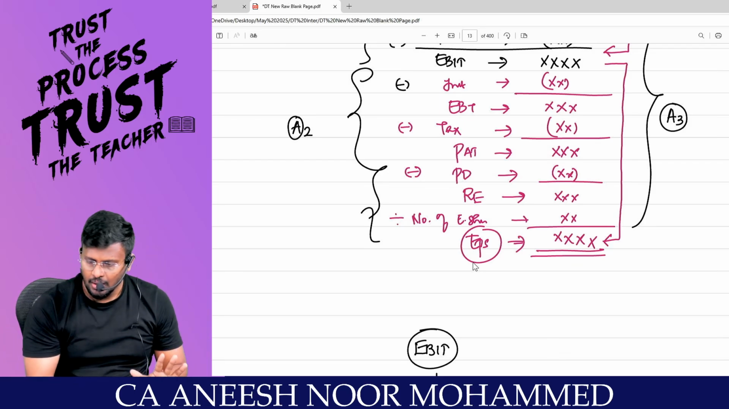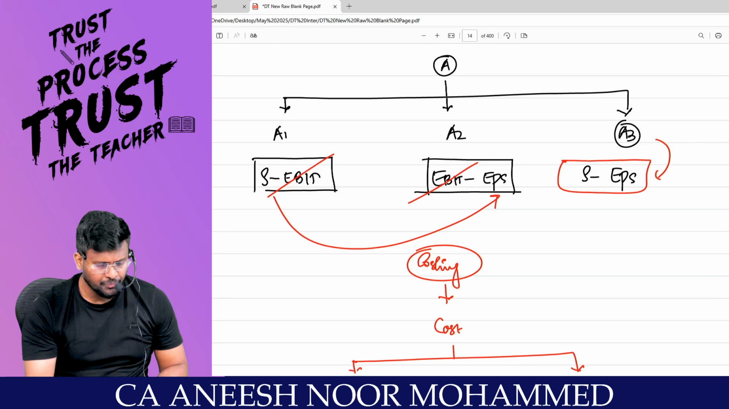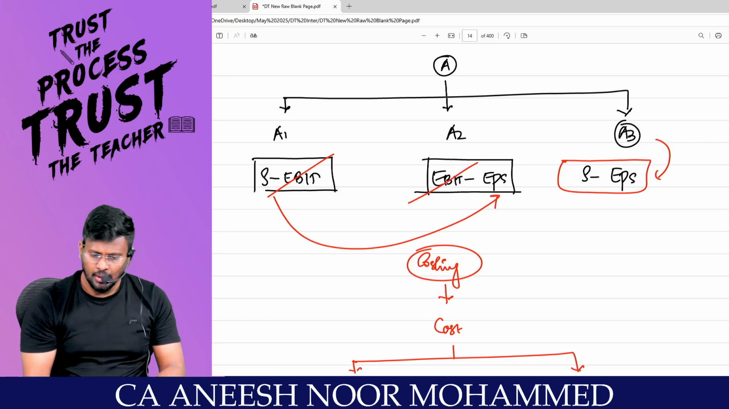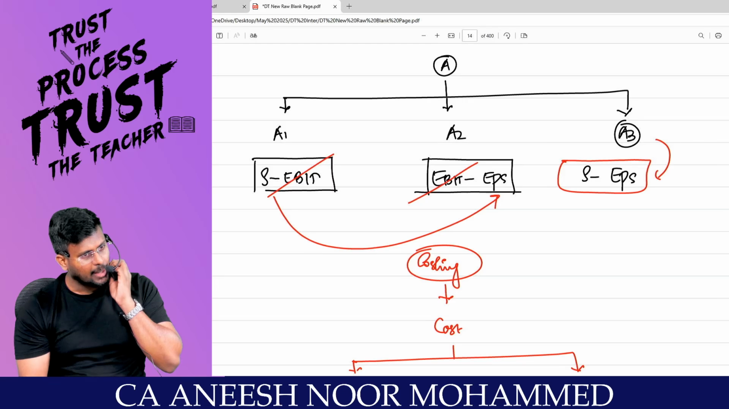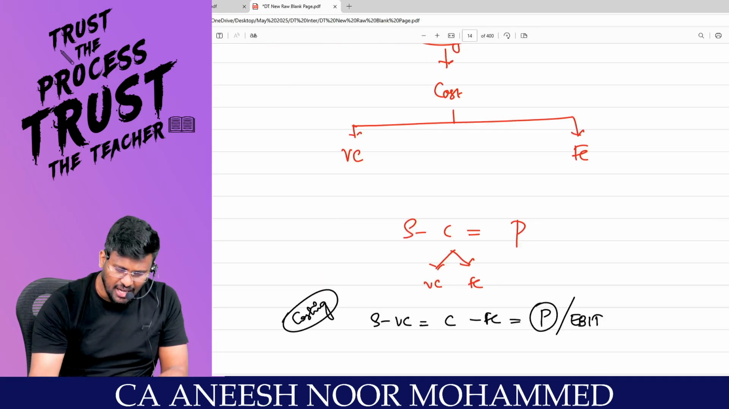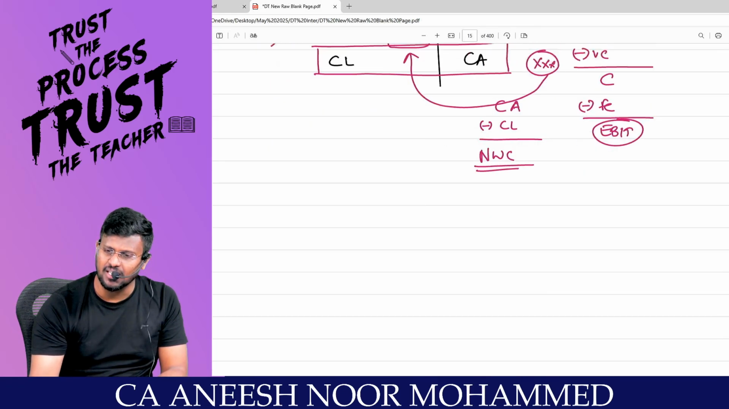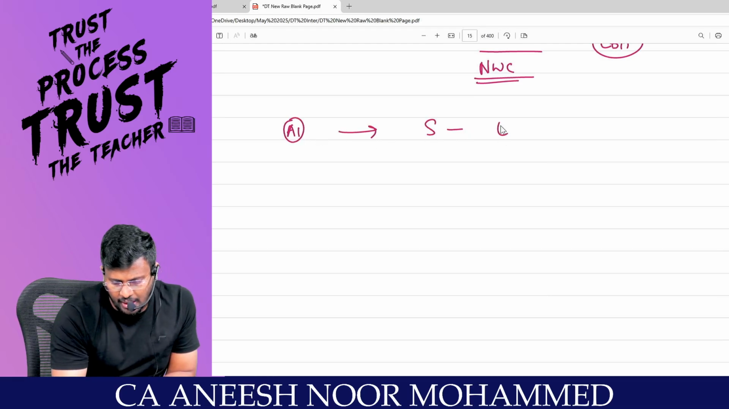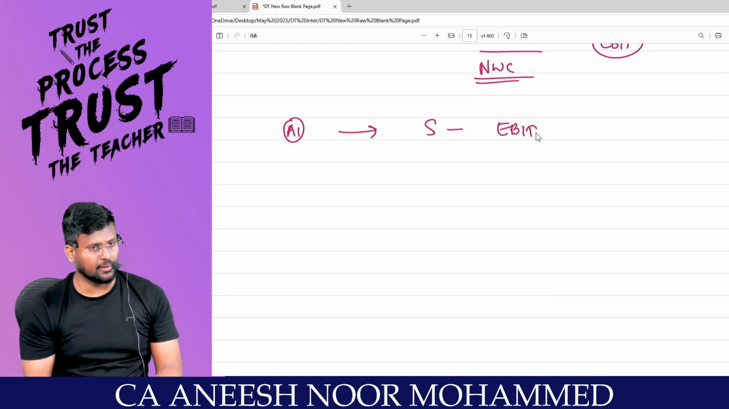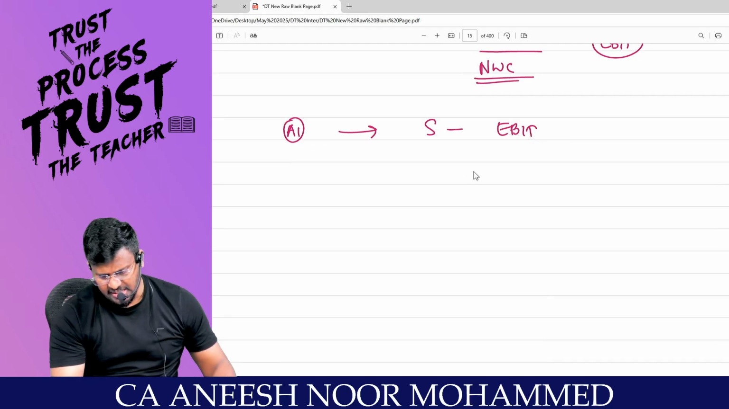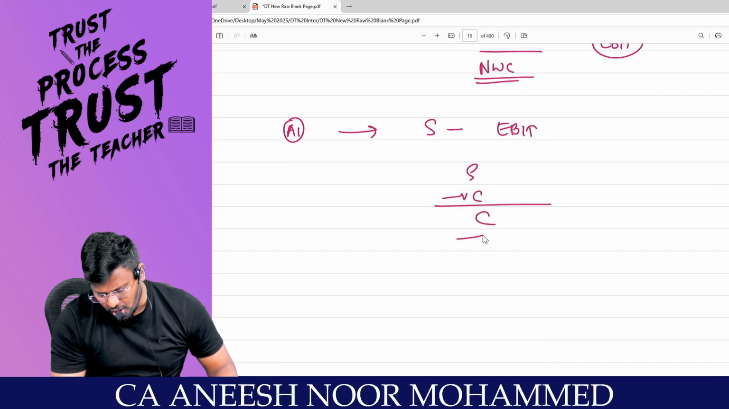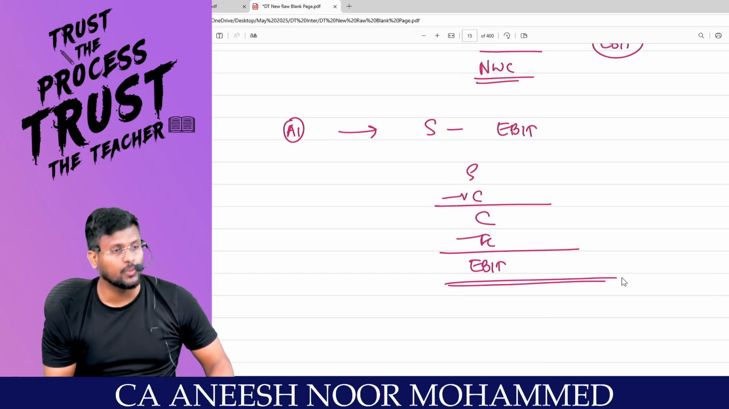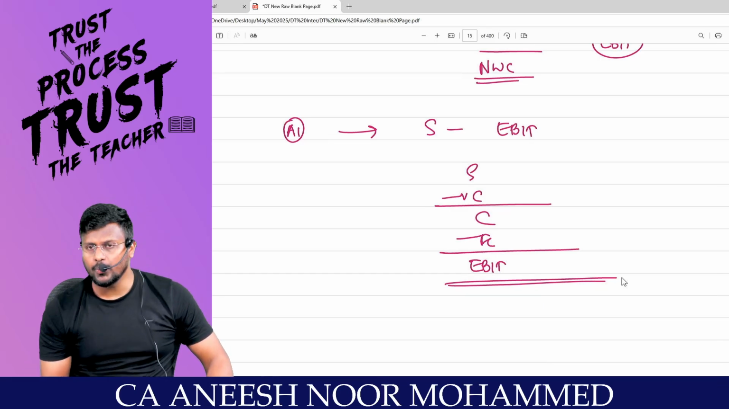Sir, how many analyses are we going to make? Number 1, sales to EBIT. Number 2, EBIT to EPS. Number 3, shall we move into the first analysis, sir? The first analysis, number 1, is between sales to EBIT. Sales to EBIT is saying that sales minus variable cost is contribution, contribution minus fixed cost is earnings before interest and tax. Are you all really with me?